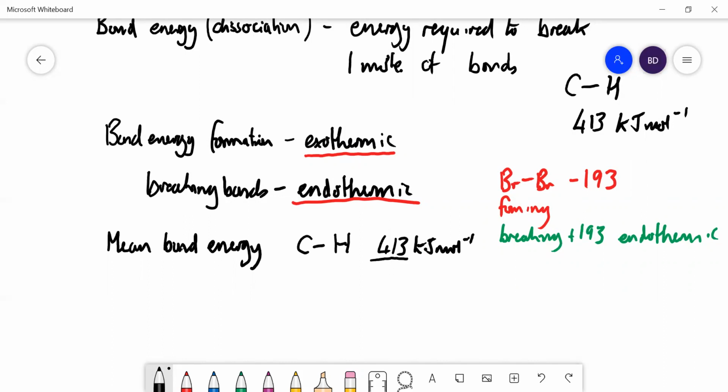So when you do calculations to work out delta H with mean bond energies, it's not as accurate as when you use delta Hf or delta Hc as we've used in the past, because the delta Hf and delta Hc apply to specific compounds, whereas this is an average value over a range of different compounds.